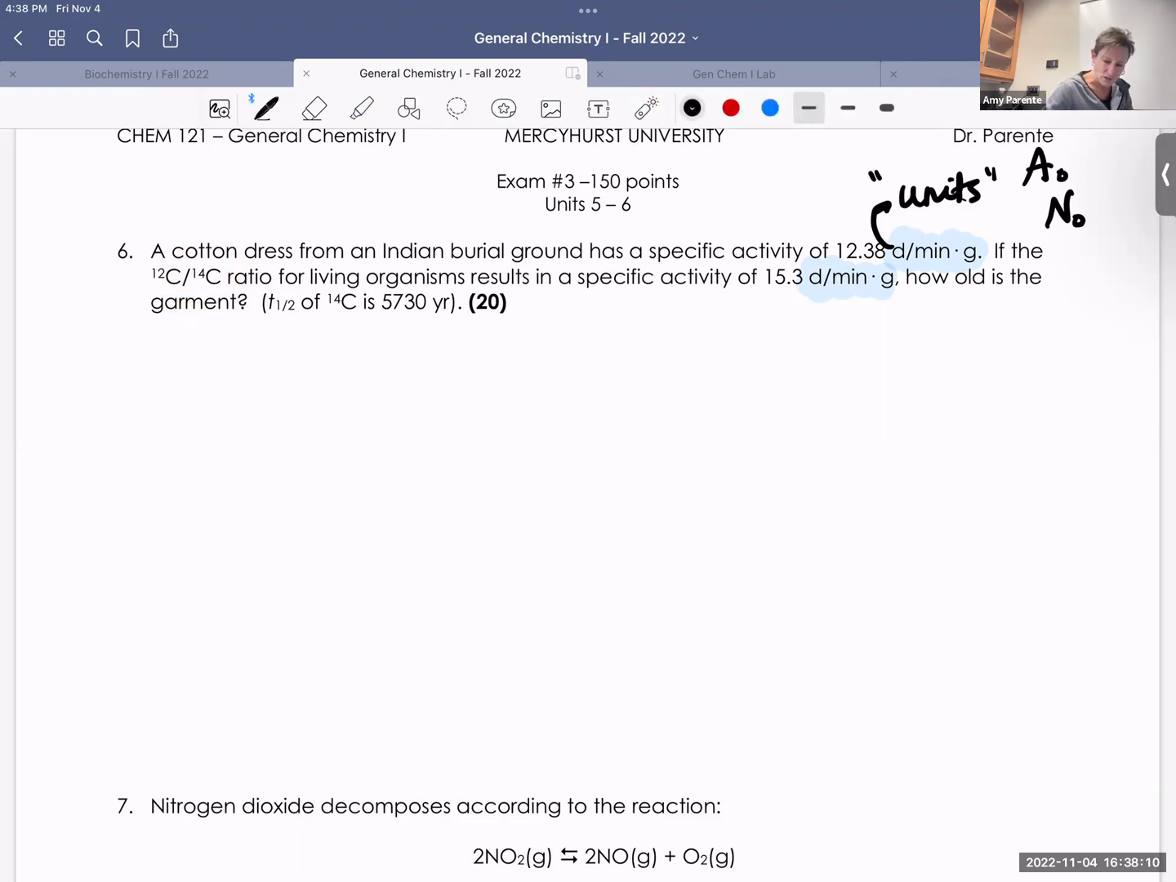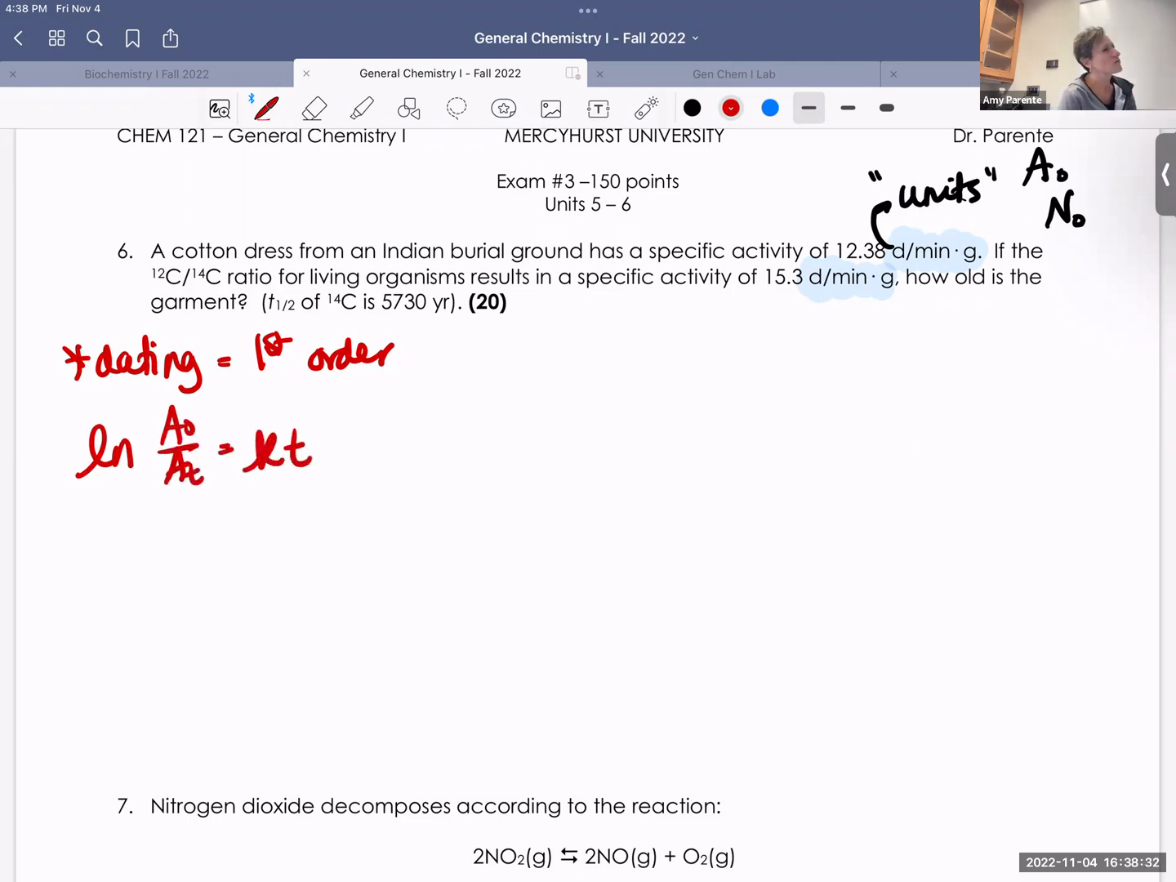But here's how you're going to solve these problems. If you see a how-old-is-something problem, that is a dating problem, it is going to be a first order process, which means we need to use this equation: natural log of what you start with over what you have now equals kt. Those equations are provided on the front page of your exam, but again, you need to know to grab the one that is first order.